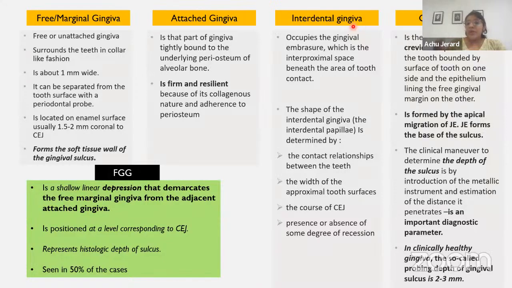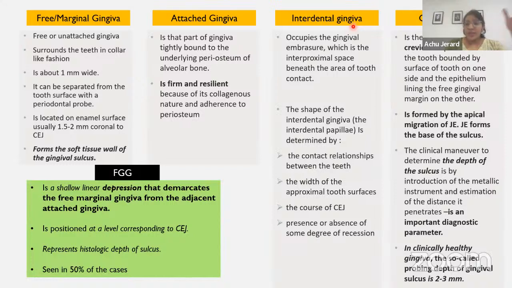So it is depending on the contact relationship between the two adjacent teeth that the shape and width and everything depends on. And then also, of course, the course of CEJ and recession. If there is recession also, this would not be present. So these are the things on which the shape of interdental gingiva is dependent.